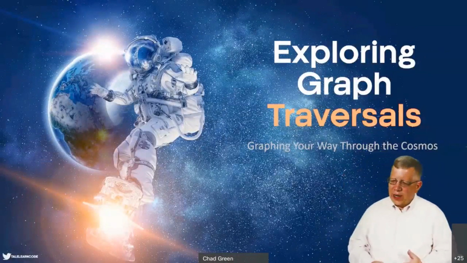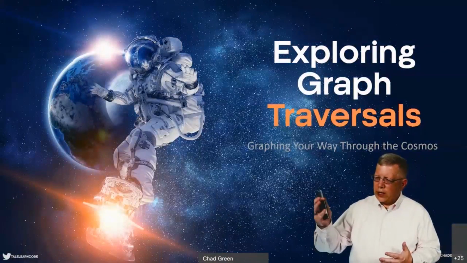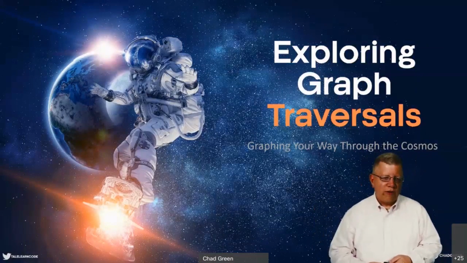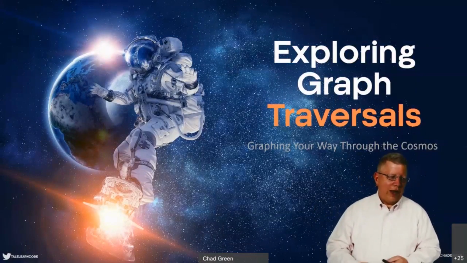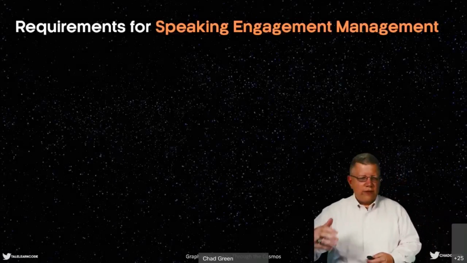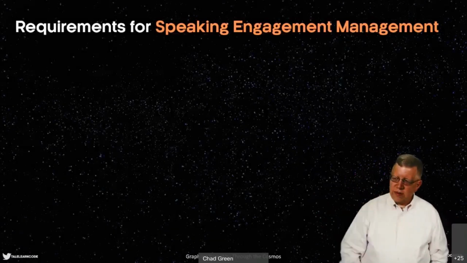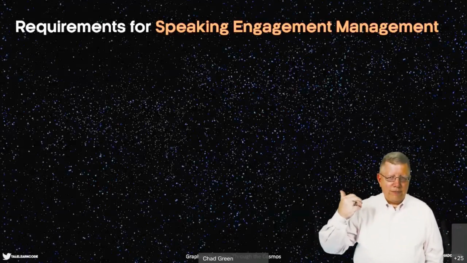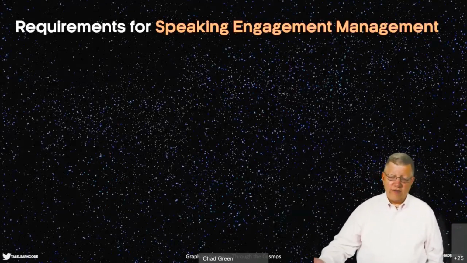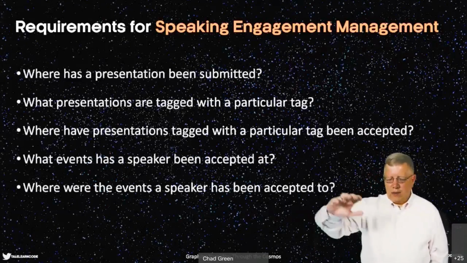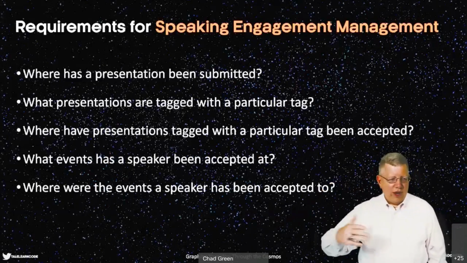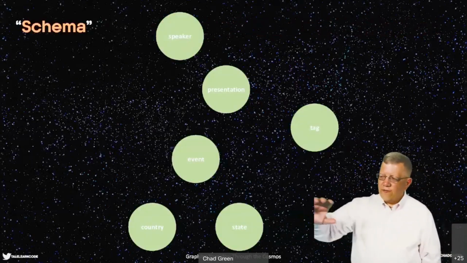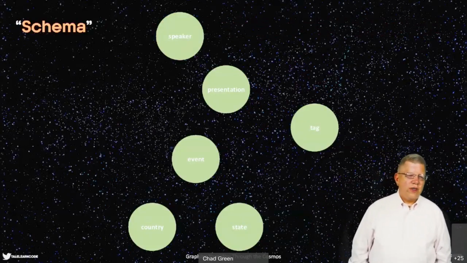All right, so for my last section, in my couple minutes, actually, I just realized I'm going a little bit long here, but we'll quickly go through this. Let's look a little bit more at how graph traversals work. I've been working on this test application, speaking engagement management. For example, last year I gave 40 presentations at 24 events, so I'm trying to keep track of all that. Here are basically the requirements: where have I submitted to, where has it been picked up. And here's the schema that I've been working with on this.